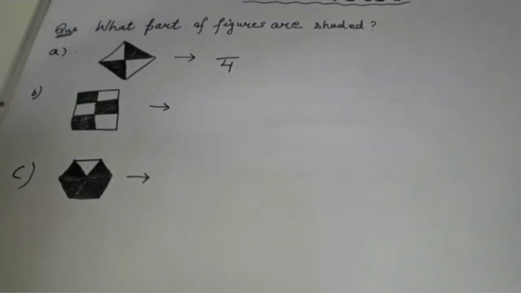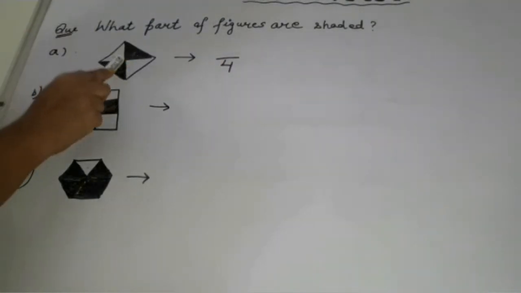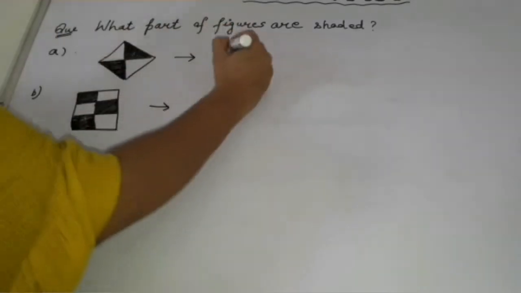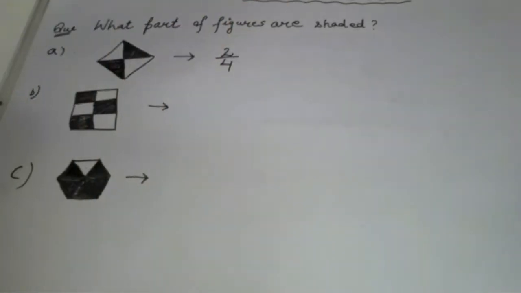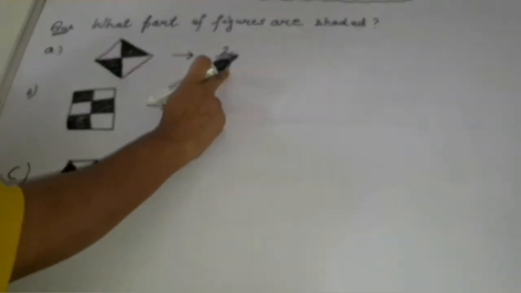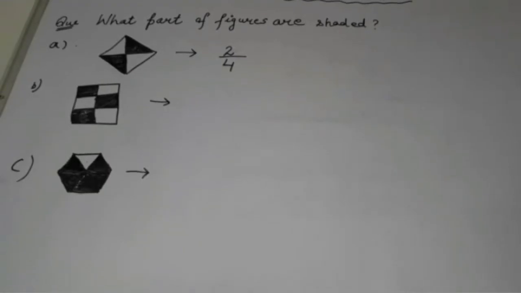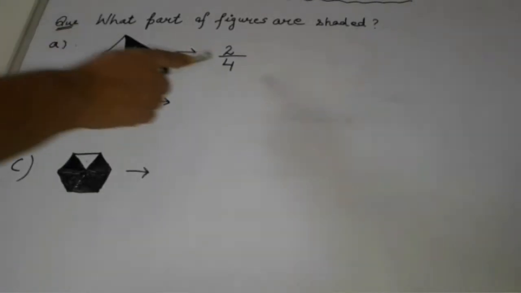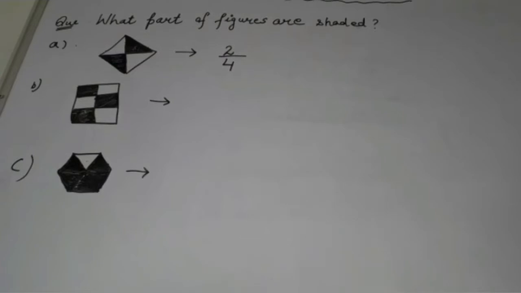And how many shaded parts are there? 1, 2. And where we will write it? In the numerator. And so its fraction becomes 2 upon 4. So the fraction of shaded portion is 2 by 4. And now in the next part, I have to again find the fraction of shaded portion. Again, what I will do, I will count the total number of the parts.